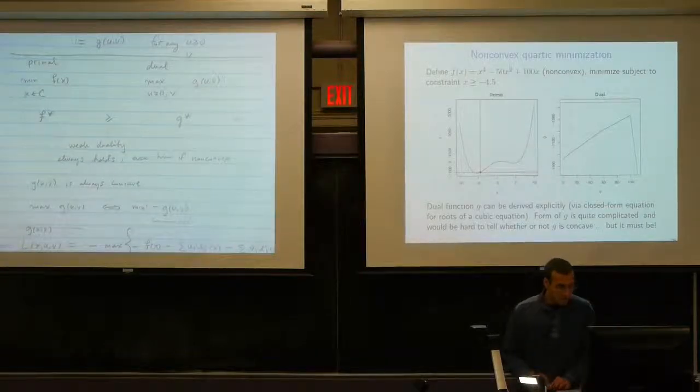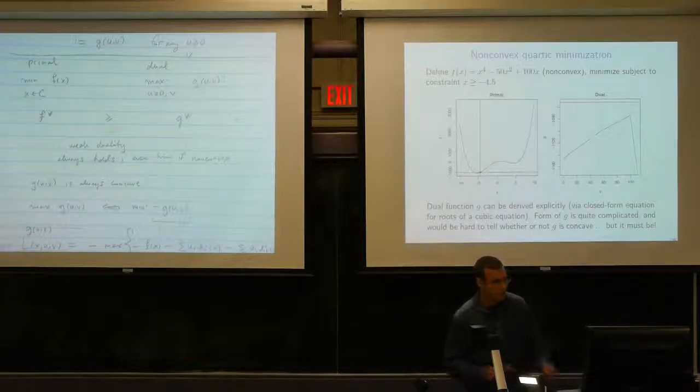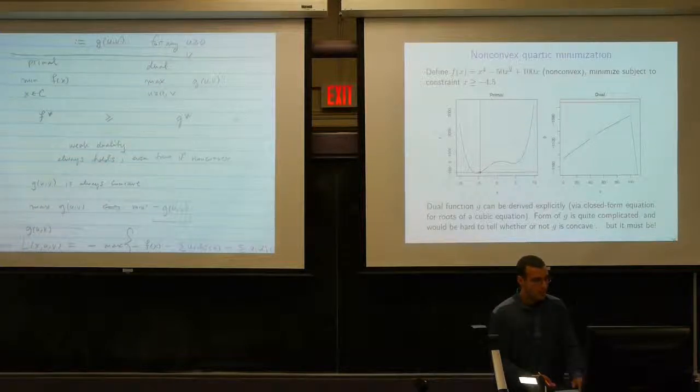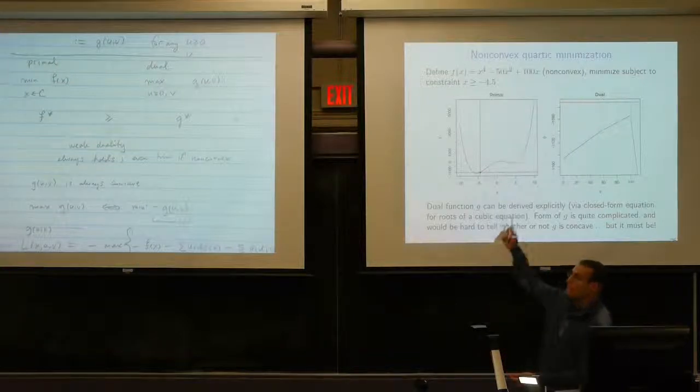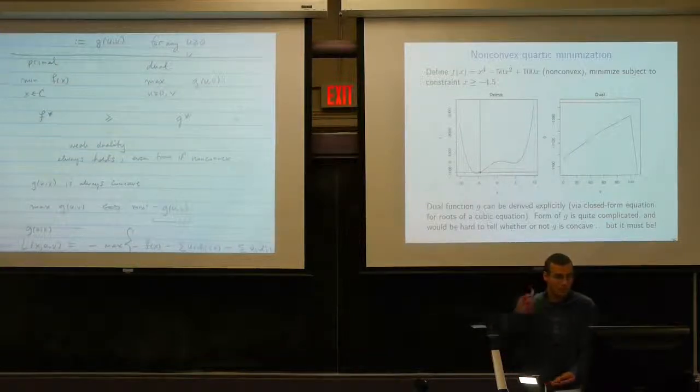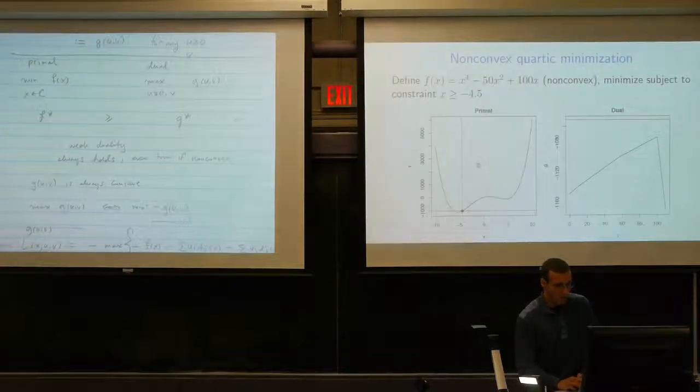So here's an example that I wanted to just go through quickly that uses the fact that the dual function is always concave. So I took this function here, f of x, which is x to the fourth minus 50x squared plus 100x. It's non-convex. How can you convince yourself it's non-convex? Well, in a couple ways. One is just plot it. You can see how it's non-convex. And I wanted to minimize this subject to the constraint that x was bigger than or equal to minus 4.5. Right, so the minimum value is obvious once we plot it.